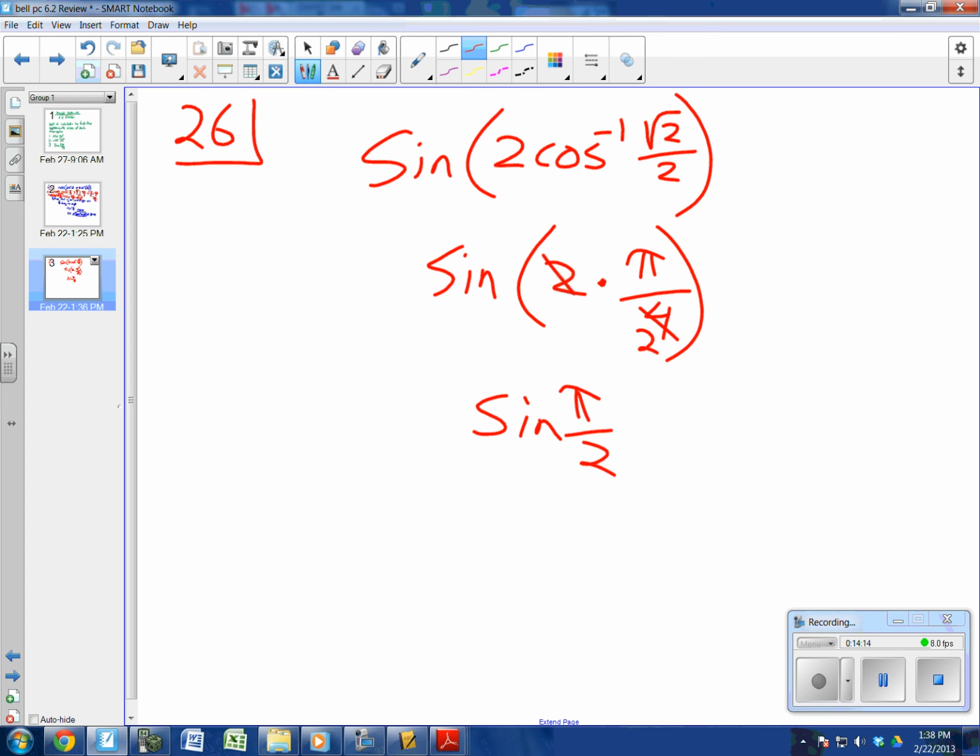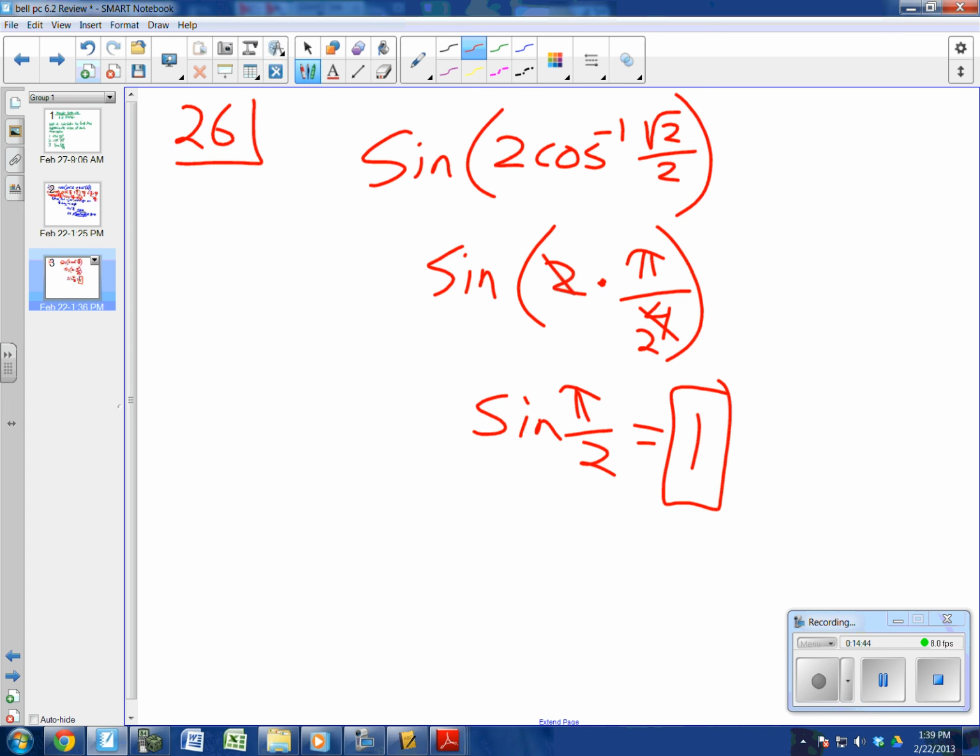Imari, what is the sine of pi over 2? Sine is defined to be which coordinate? The y coordinate. So go to pi over 2, find pi over 2. Sine is the y coordinate. What's the y coordinate there? 1. Got it? Do you understand that? That part? Do you understand this part?